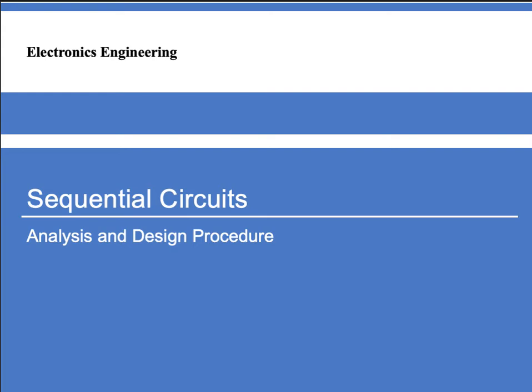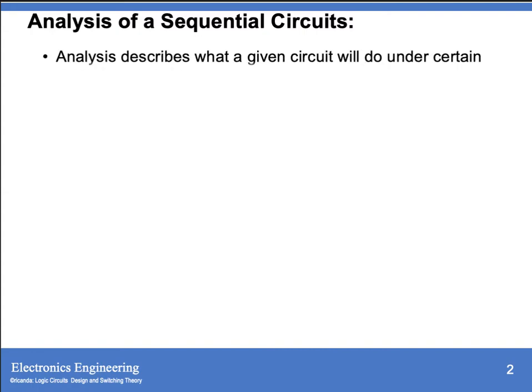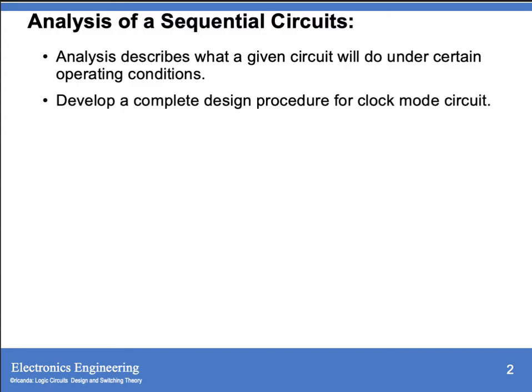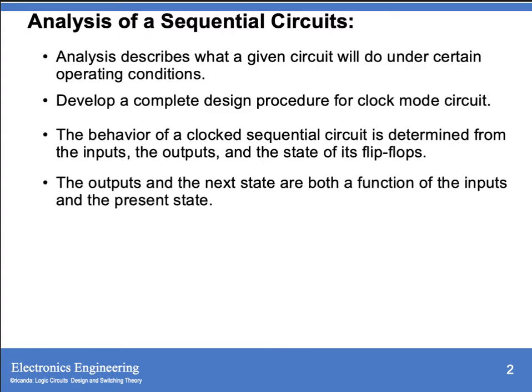So this is our second topic under sequential circuits, the analysis and design procedure. Analysis describes what a given circuit will do under certain operating conditions. It is also to develop a complete design procedure for clocked-mode circuits. The behavior of a clocked sequential circuit is determined from the inputs, the outputs, and the state of its latches or flip-flops. The outputs and the next state are both a function of the inputs and the present state.